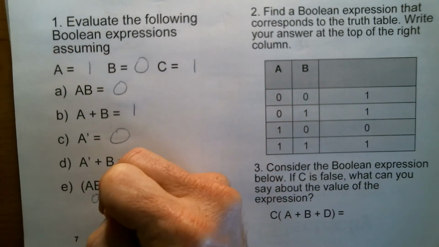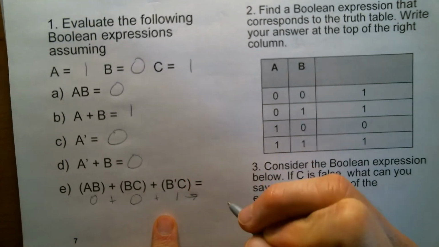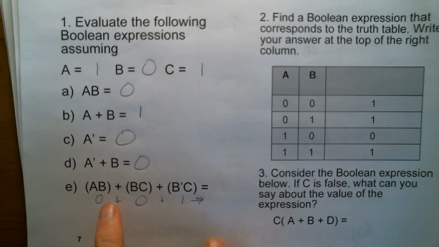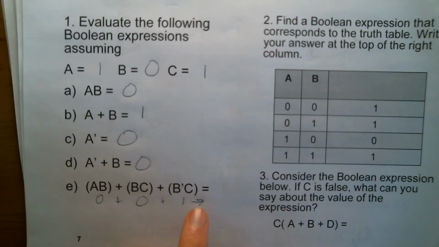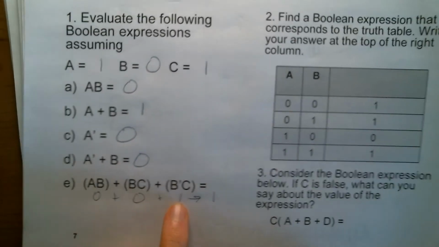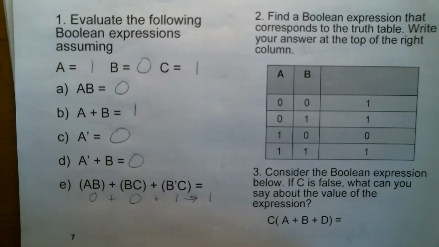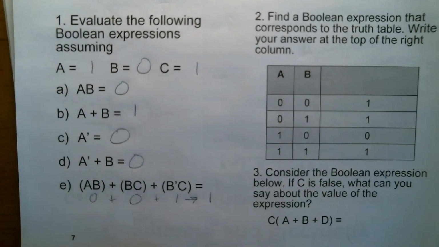Now, I don't want you to think this is an addition problem. Yes, 0 plus 0 plus 1 is 1. But if this had been 1, 1, 1, we wouldn't write 3 here. It would still just be 1, all right? The only options are 0 and 1. So, true.